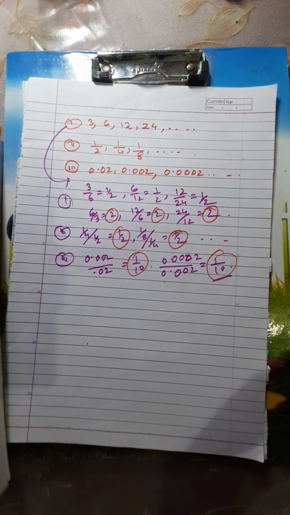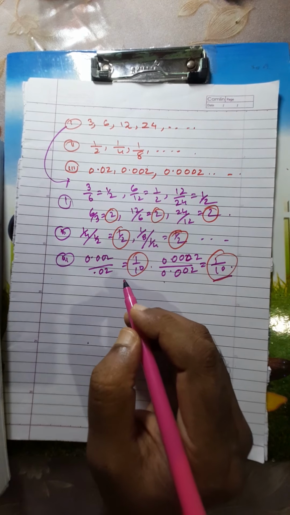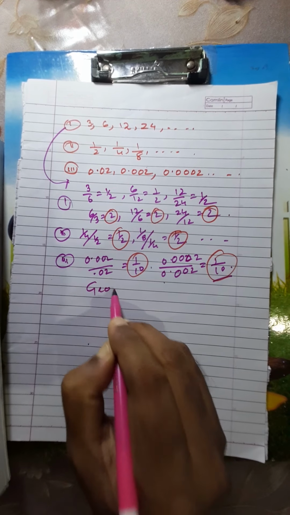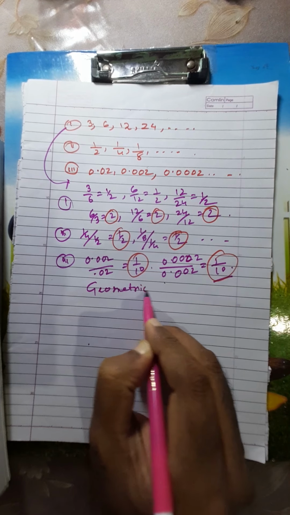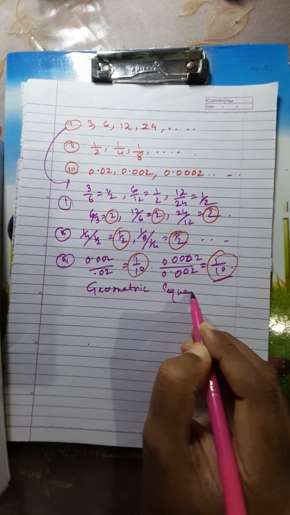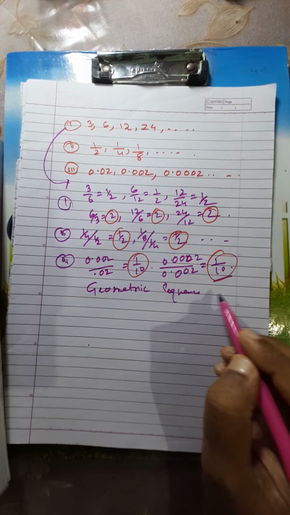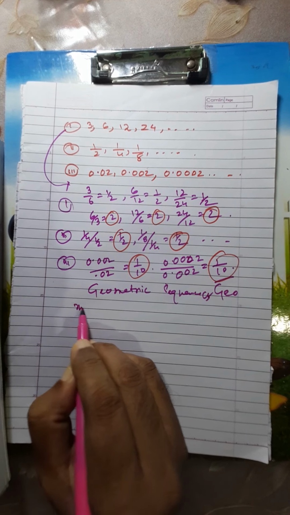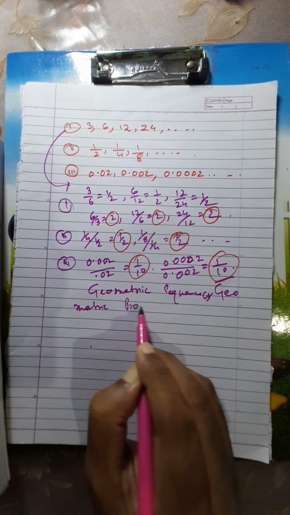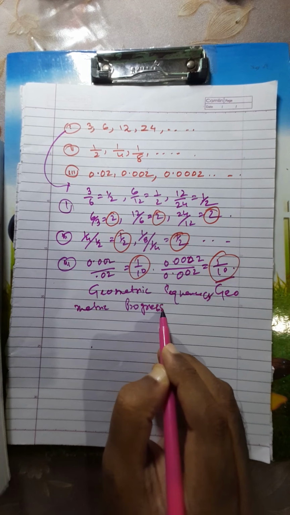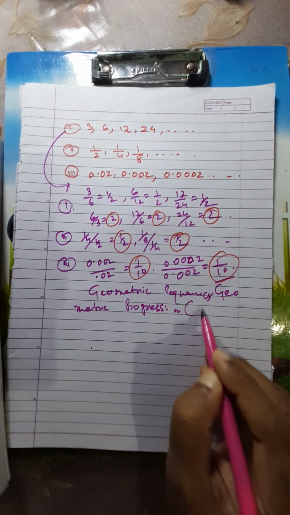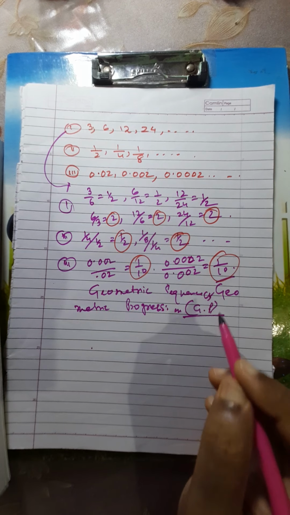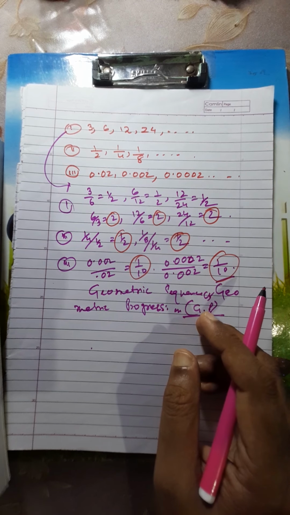So such type of sequences are called geometric sequence or geometric progression. Okay, that is GP. Shortly it is written as GP. First one is AP, second one is GP. So what is GP?